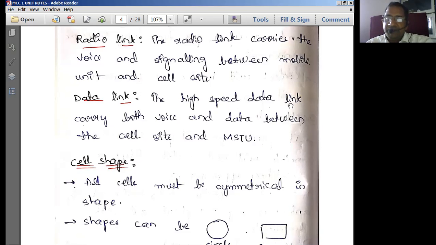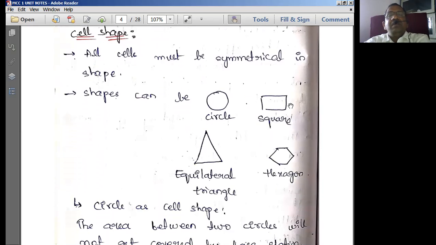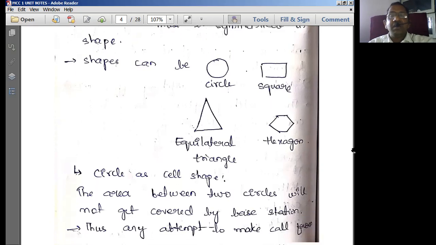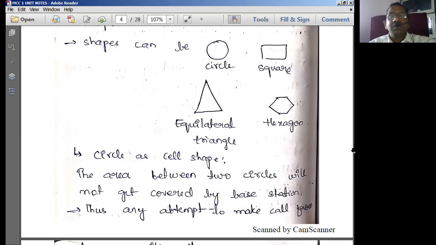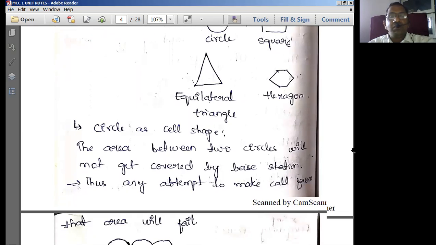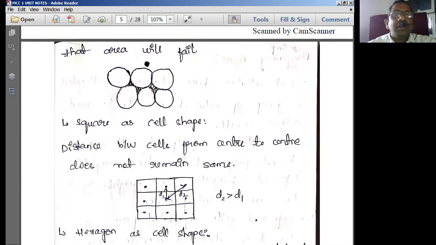Next, come to the shape of the cell site. What should be the shape of the cell site? There are many shapes we can consider to cover the signal in a particular shape. We may have a circular shape, a square shape, an equilateral triangle shape, and lastly a hexagonal shape. Every shape other than the hexagon has its own drawbacks in covering the signal over the region of coverage. If you consider the circle, see this here, now we are considering circles.